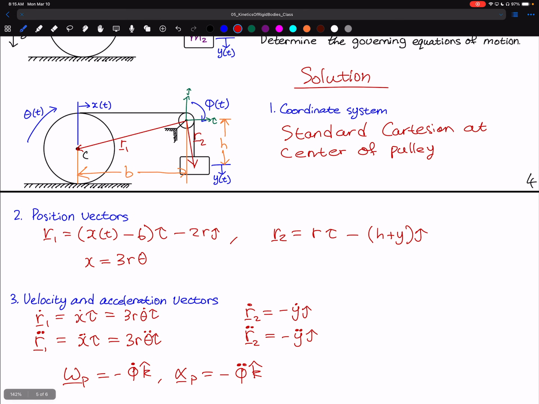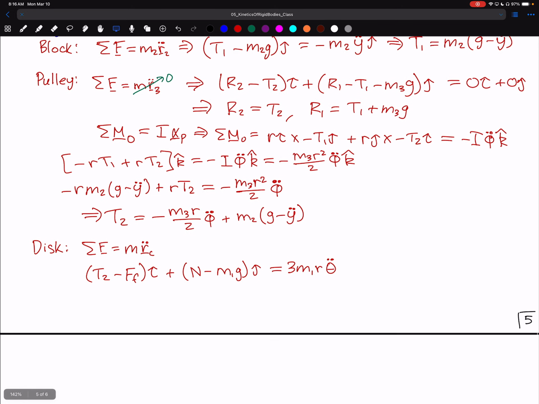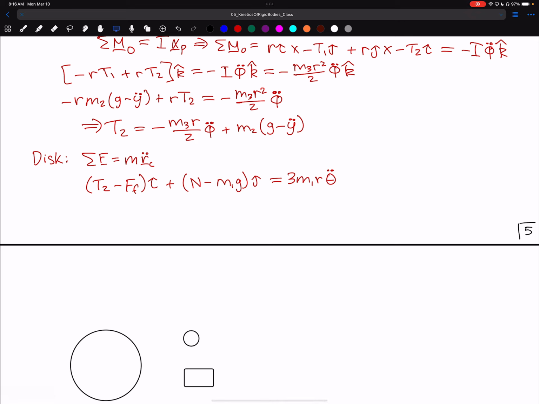Okay, so the radius of the disk is 3R. Since it's rolling without slip, the instantaneous center of rotation is at the contact point. So this disk is really rotating about this point here, such that the acceleration of the center of mass is going to be equal to 3R theta double dot. Like that. That's where that 3 M1, 3R comes from. That's going to be in the I direction.